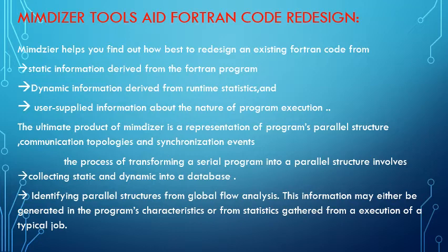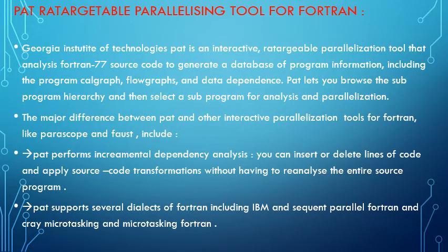The process of transforming a serial program into a parallel structure involves collecting static and dynamic information into a database, and identifying parallel structures from a global flow analysis. This information may either be generated from the program's characteristics or from statistics gathered from an executed program of a typical job.